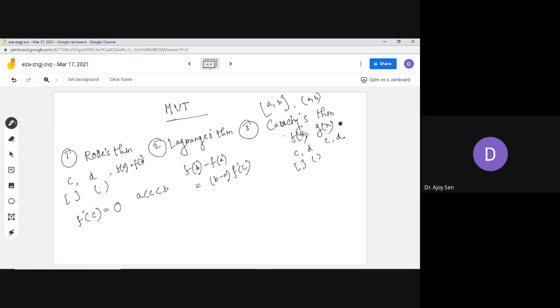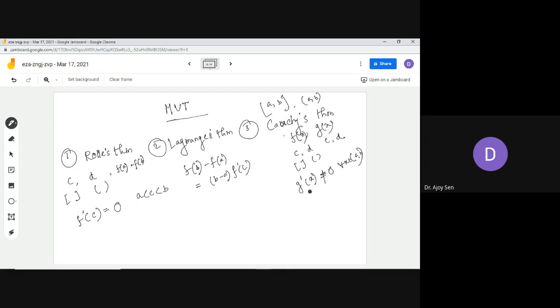And another condition is that g dash x is non-zero for all x in the open interval, for all x belonging to AB. So the value of the derivative of the function g is non-zero for all x. You see, the function is derivable in the open interval AB. For this particular function g, the derivative is not zero at any point.